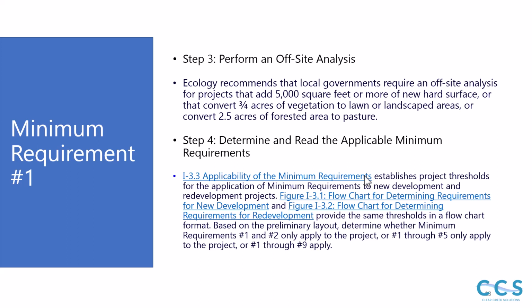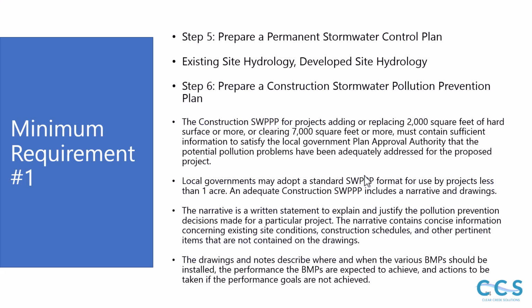The fourth step is determine and read the applicable minimum requirements. So in I-3-3, you can read about the applicability of the minimum requirements, where there's a couple flow charts located there. We'll go to the flow charts in a different video, which helps you determine which minimum requirements apply. Determine whether minimum requirements 1 and 2 only apply to the project, or 1 through 5 only apply, or 1 through 9 entirely. Then step 5 is prepare a permanent stormwater control plan with existing site hydrology, developed site hydrology. Step 6, prepare a construction stormwater pollution prevention plan. And so we've kind of gone over what's included there.